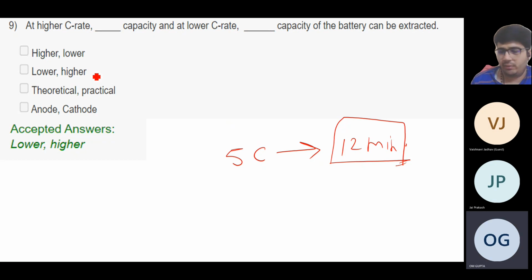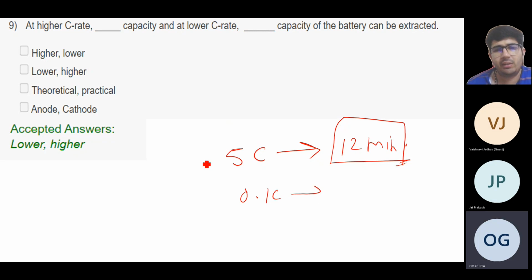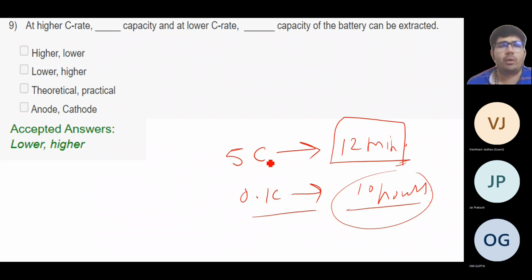At lower C rate, suppose 0.1 C, it means that you have 10 hours, a long time. So you can also compare from the polarization curve.